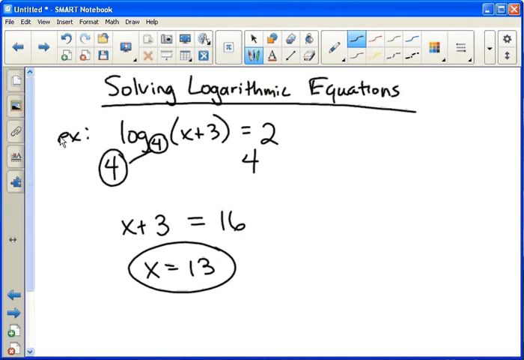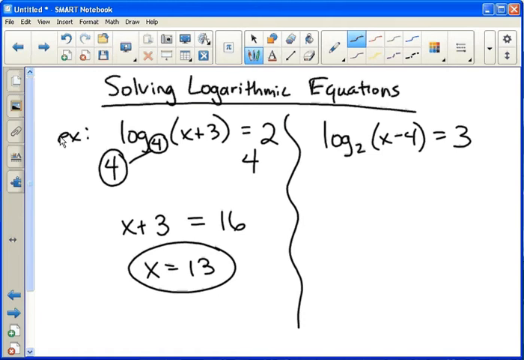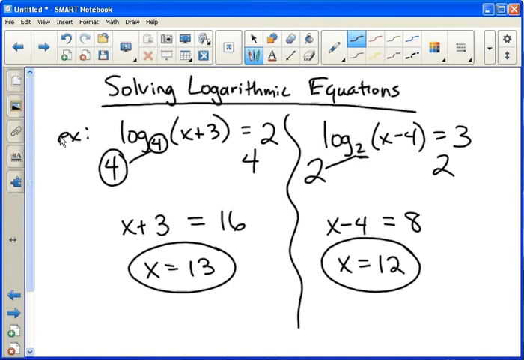You simply make both sides powers of whatever number your log has the base of. So let's look at another example. Let's say log base 2 of x minus 4 is equal to 3. Okay, this time our base is 2, right here. So we're going to make both sides powers of 2. So this 2 and this 2 cancel each other out, and it leaves just x minus 4. Over here we have 2 cubed, which is 8. Just add 4 to both sides, and you get 12. Simple as that.